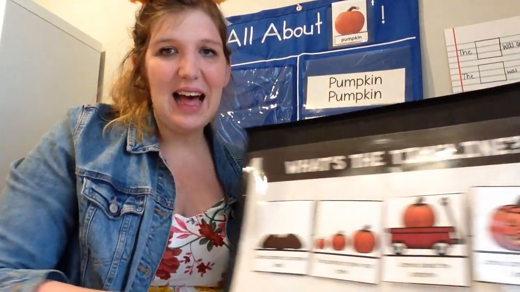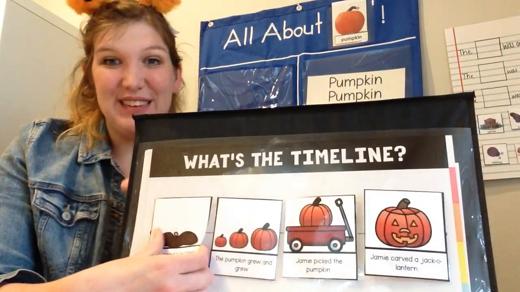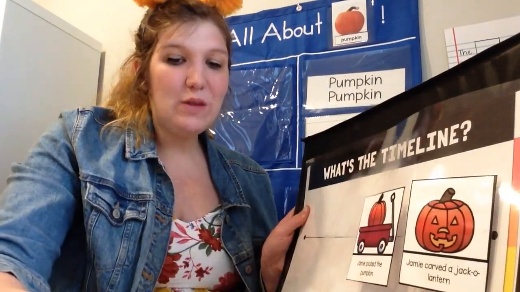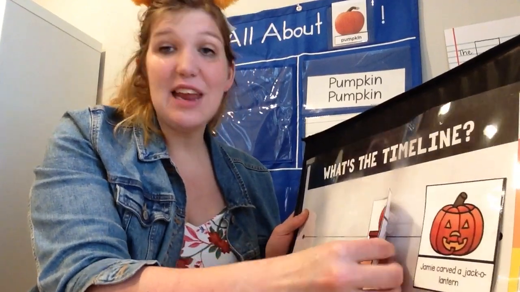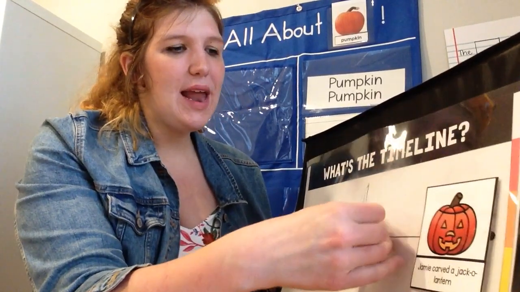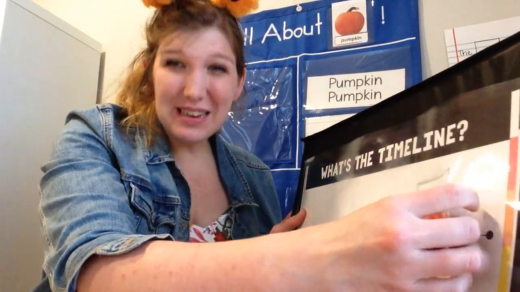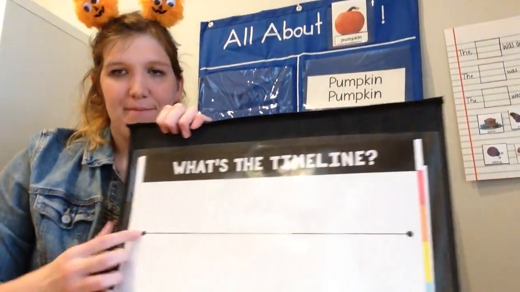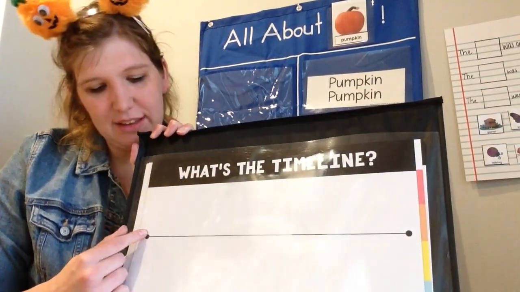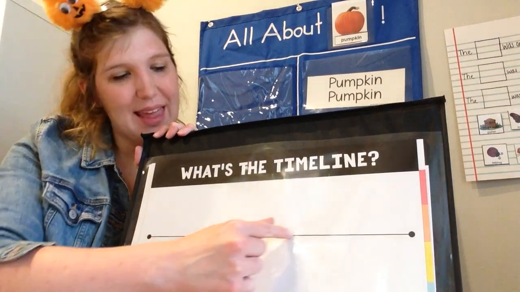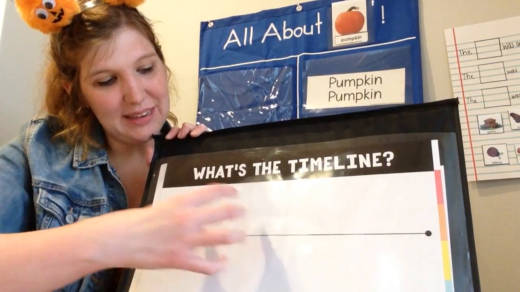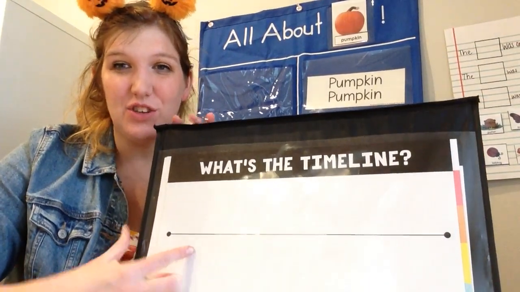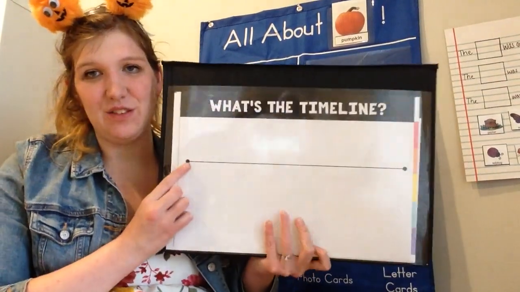So a timeline shows, here's a sneak peek of our timeline. A timeline shows a series of events in order. So we're thinking, what happened first? What happened second? What happened third? What happened last? We start here at the beginning of the timeline and keep going as we put events. So we need to know what happened first. What did Jamie do first in the story?